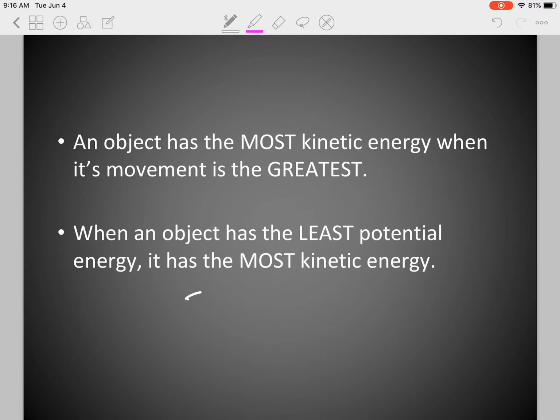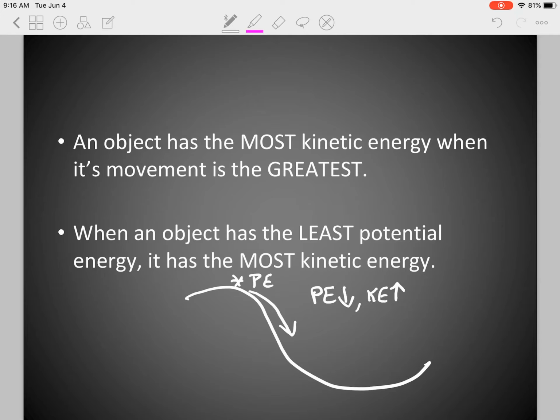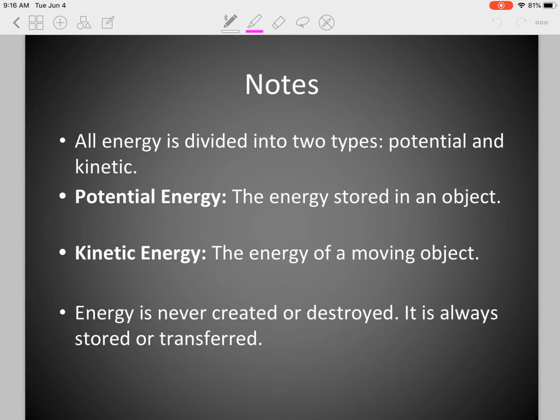So when you think about a roller coaster, here is where you have your maximum potential energy. And as it starts moving down the hill, your potential energy is going to decrease and your kinetic energy is going to increase. So when we get down here at the bottom of the hill, that's when it has its maximum kinetic energy, because all the potential energy has now been converted over to kinetic energy.